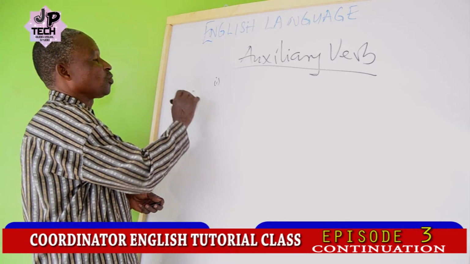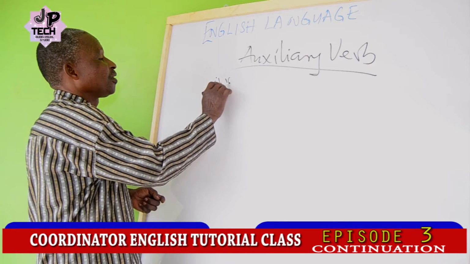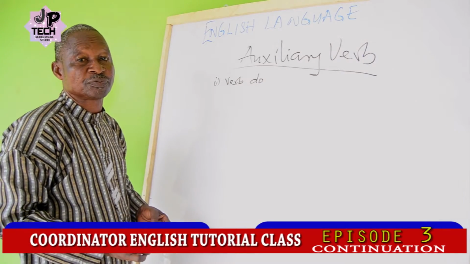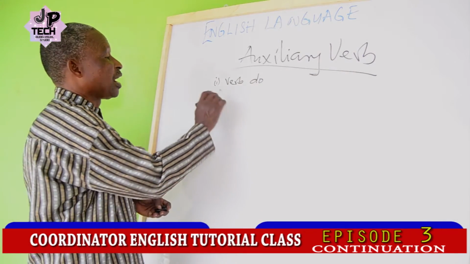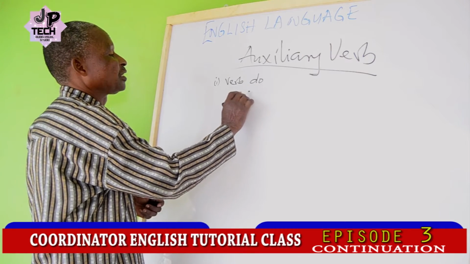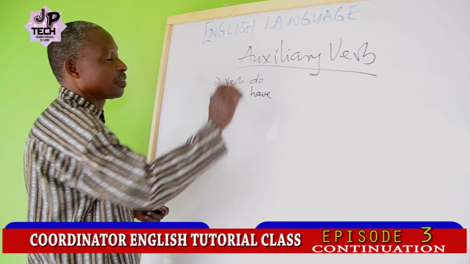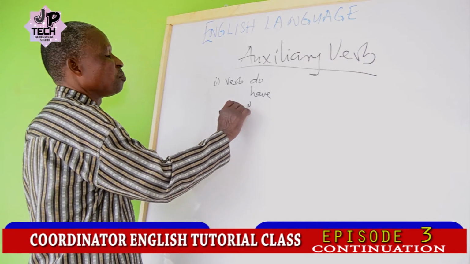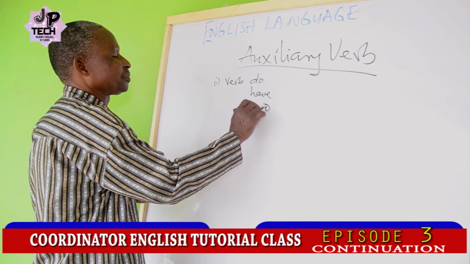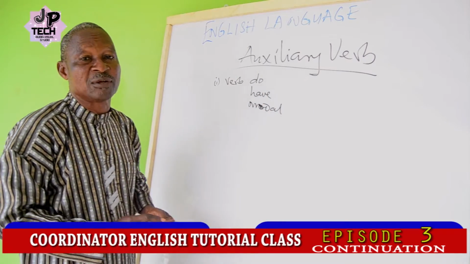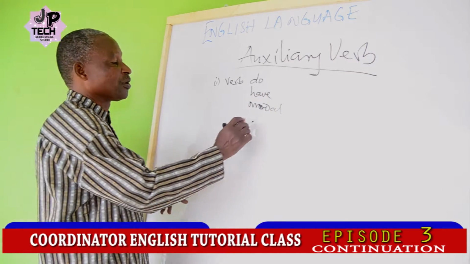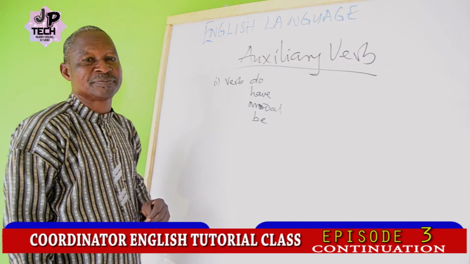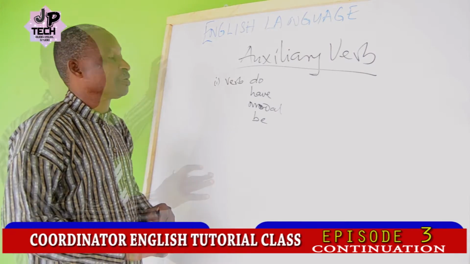Number one, we have auxiliary verb do. We have auxiliary have. We have modal auxiliary. Number four, be. Verb be.